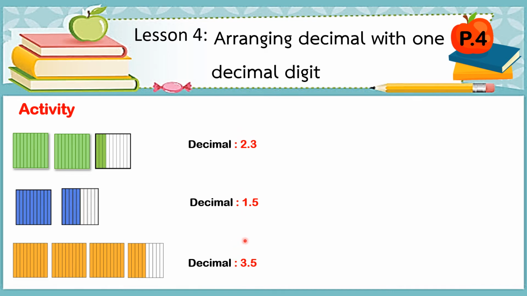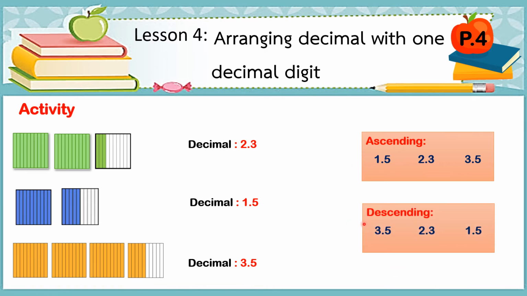If you are going to compare or arrange these numbers, you look first at the whole numbers. These are 2, 1, and 3. So if you do ascending number, which one comes first? Which one is the lowest number? This one, right? Okay, 1, and then 2, and then 3. So ascending number is 1.5, 2.3, and 3.5. That is ascending. And then descending is the biggest number comes first. 3, 2, 1. The number is going down. And this one, the number is going up. Small to big, and then big to small.